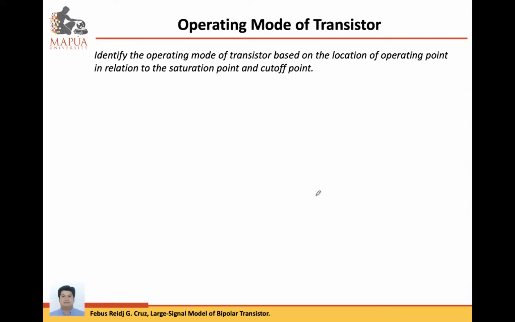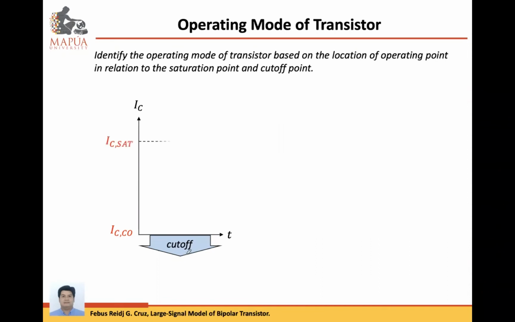Another method, this is the second method. We can know the operating mode by comparing the operating points with the saturation point and the cutoff point. So for example, in the collector current, we can plot the collector current at cutoff. So IC cutoff is 0. If you get a collector current equal to 0 or you calculate a collector current that is negative, it means that the actual operating mode of the transistor is cutoff.